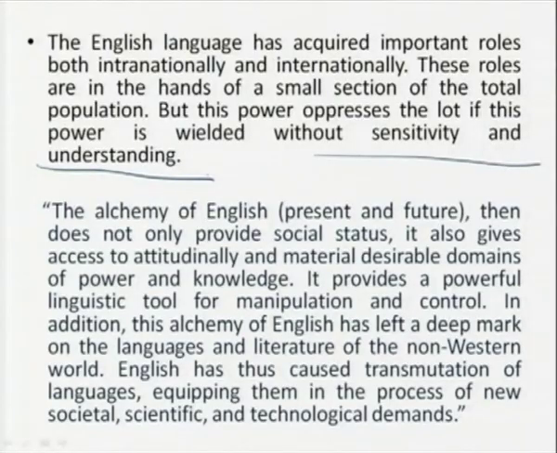Then it says that the alchemy of English does not only provide social status, it also gives access to attitudinally and materially desirable domains of power and knowledge. This is what we found in the last lecture. It provides a powerful linguistic tool for manipulation and control. In addition, this alchemy of English has left a deep mark on the languages and literature of the non-Western world. English has thus caused transmutation of languages, equipping them in the process for new societal, scientific and technological demands. So, this is really the Janus face, or the double face, of English and its transmutative powers that we saw in our last lecture.